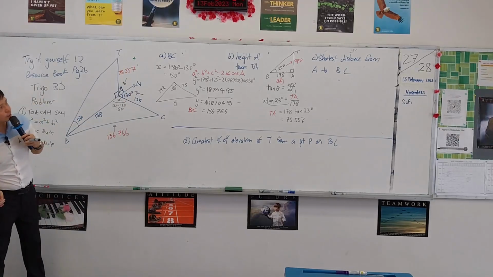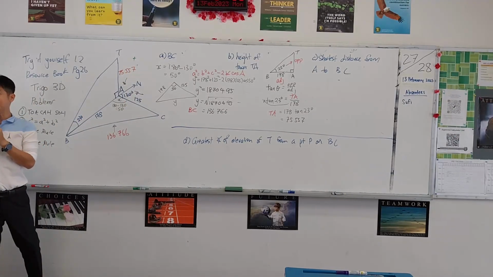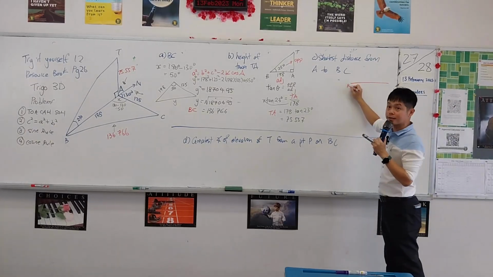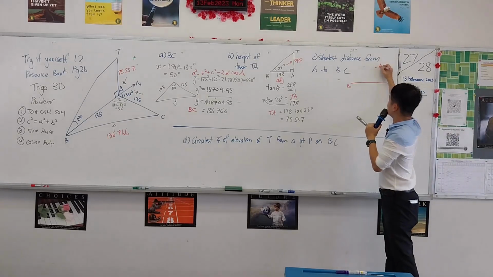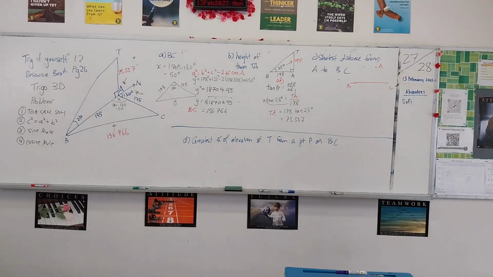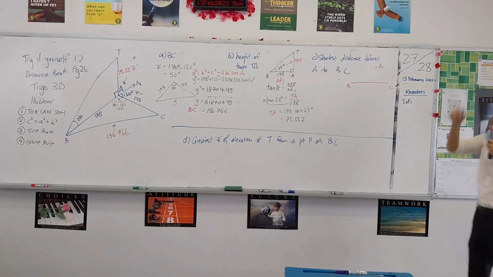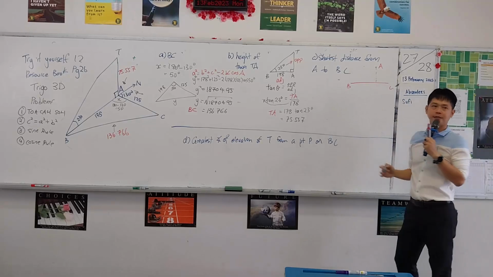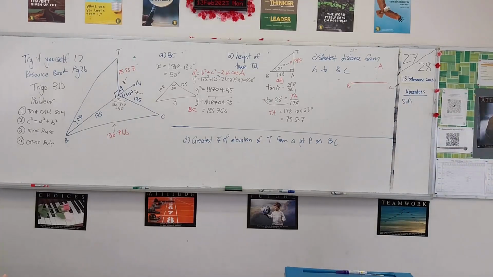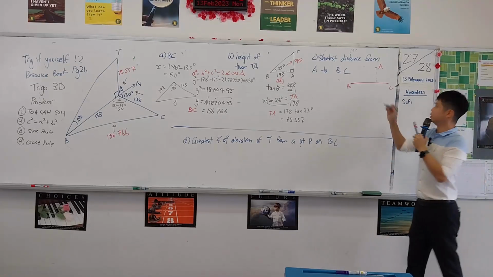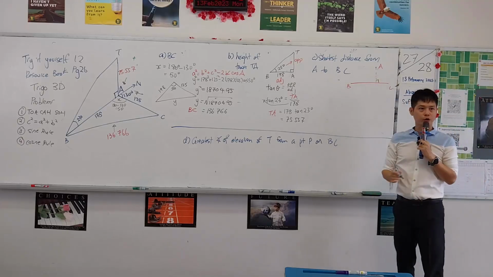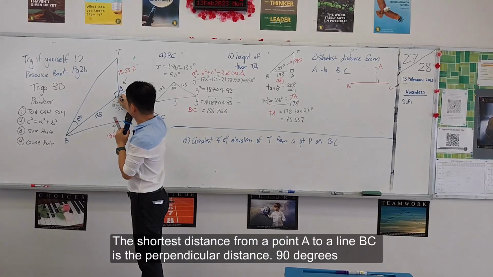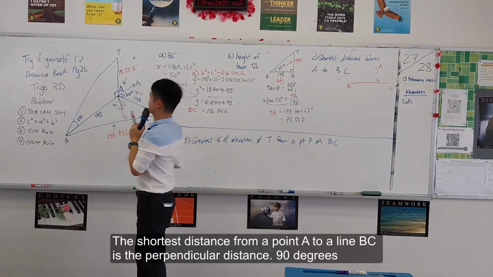So the shortest distance from A to BC. Okay, the concept is like that. I have a line BC, right? And I have a point A. Where is the shortest distance? Yeah, I draw it down. What do you mean by draw it down? There's something very special about this black line. Very, very special. It is a perpendicular line. The shortest distance is the perpendicular line. So I need to find the perpendicular distance from A to BC.